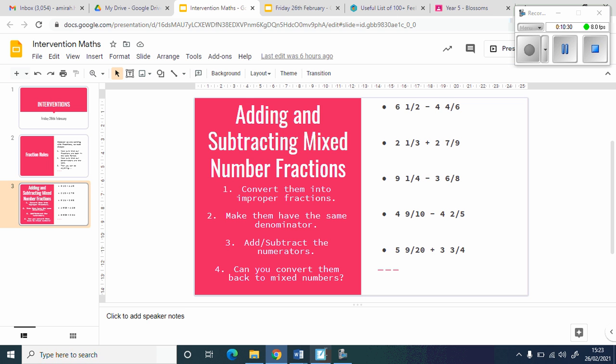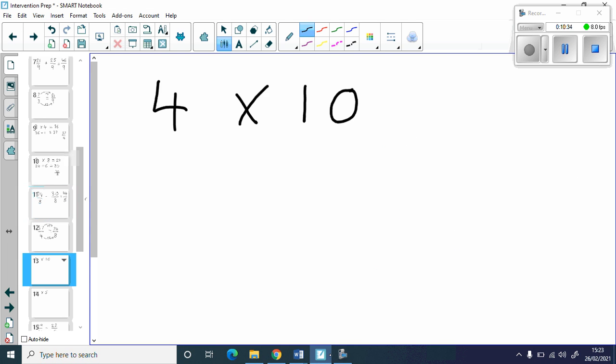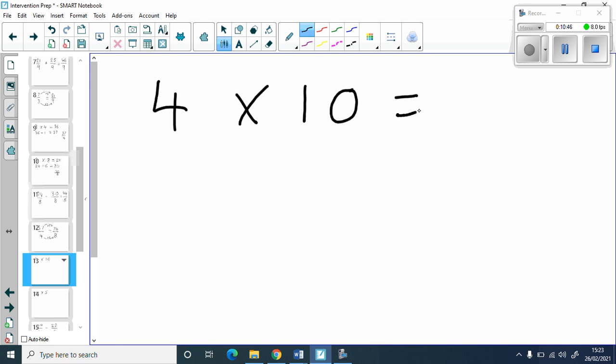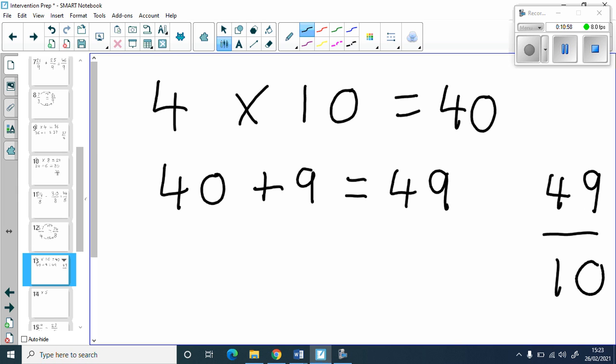So 4 and 9/10, take away 4 and 2/5. Okay. So first of all, convert them into improper fractions. So we'll take it one fraction at a time. So 4 and 9/10, whole number, times by denominator. So 4 times 10, and then add the 9. So 4 times 10 is 40. 40, add my numerator, add 9, is 49, and denominator stays the same. 49 over 10. Bang, done.